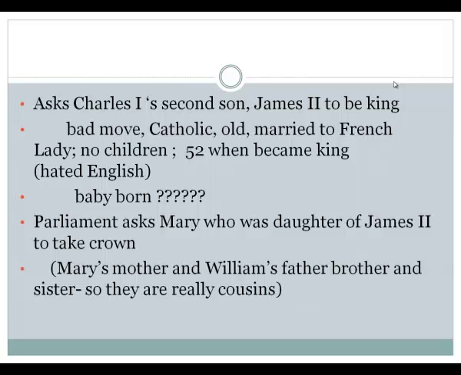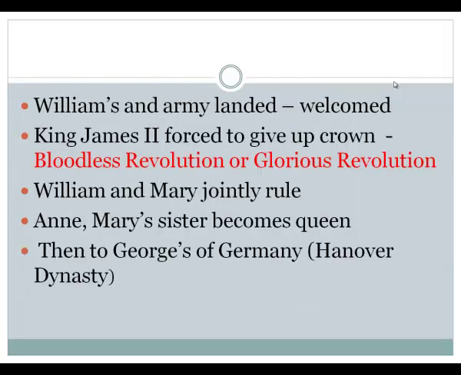William was thrilled to death to become King of England, because this meant that he could use England's money to fight the Catholics on the continent. So when he and his army landed, they were welcomed, and King James is forced to give up his crown and flee in what we call the Bloodless Revolution, or the Glorious Revolution, because nobody was really killed.